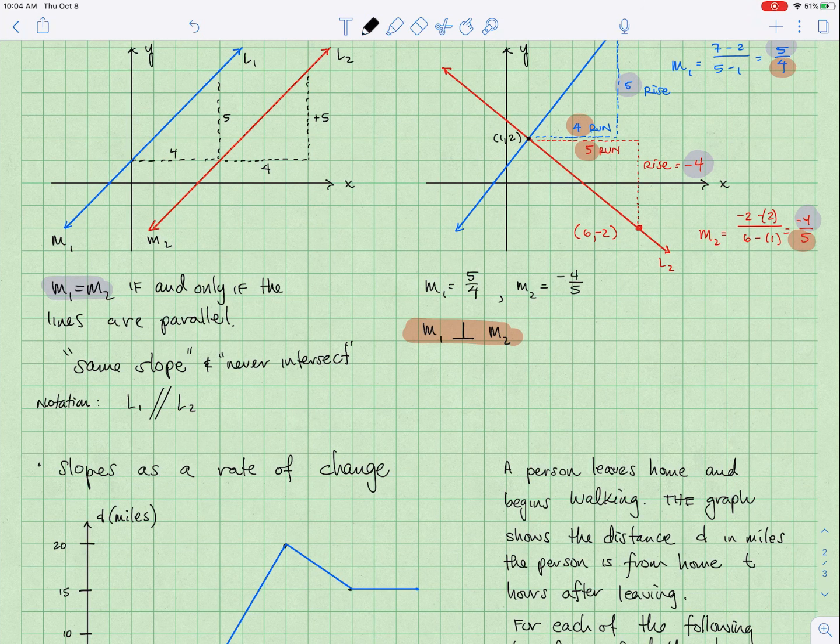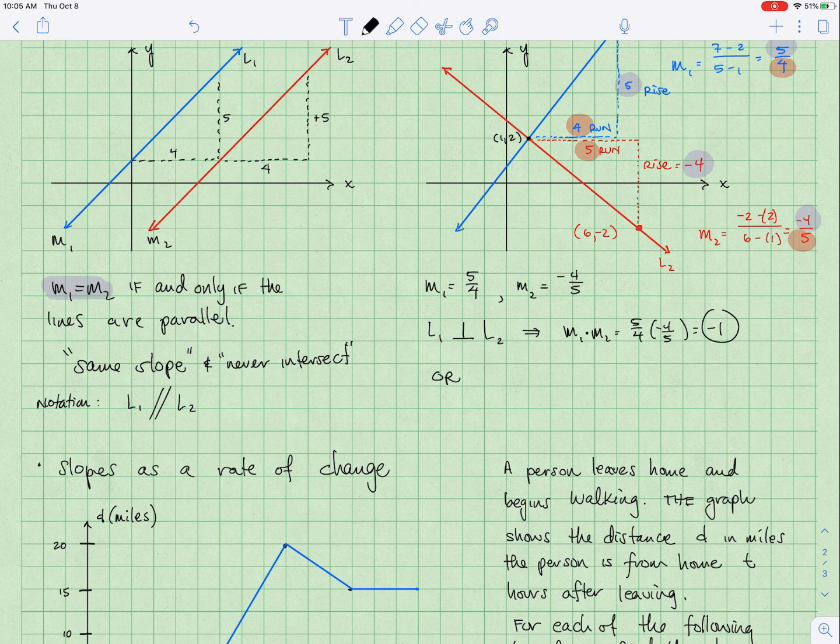L1 is perpendicular to L2, meaning that we have the following relationship between our slopes. One thing you might notice is M1 times M2 is 5/4 times -4/5, which gives us a value of -1. So in general, they're perpendicular if when we multiply the slopes together we get -1.